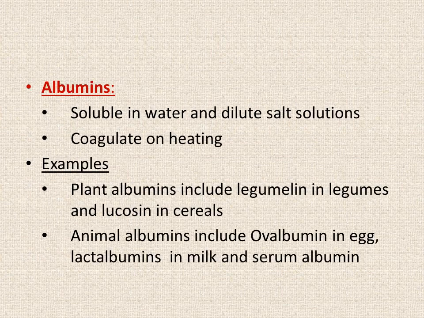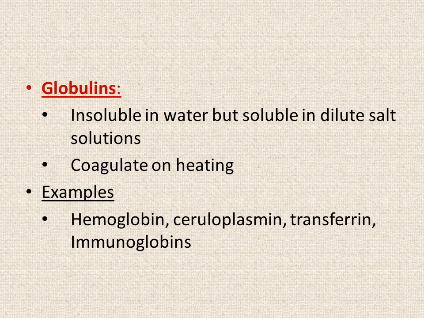Another category of simple proteins is albumins. Albumins are small globular proteins which are soluble in water and dilute salt solutions, and they coagulate on heating. Some examples include plant albumins such as legumelin in legumes and leucosin in cereals. Animal albumins include ovalbumin in egg, lactalbumin in milk, and serum albumin. Serum albumin, as you might know by now, is the main source of oncotic pressure inside the plasma.